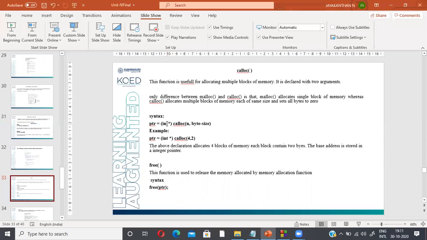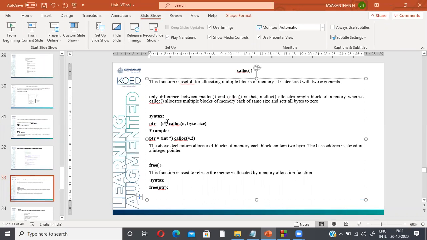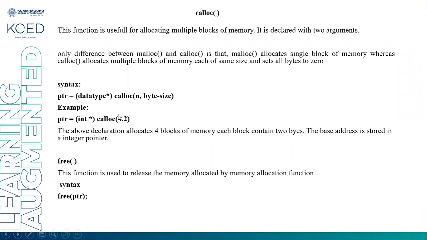We can say it very clearly. We can say that it is a data type. The syntax is data type, star, calloc, n comma, then the byte size.